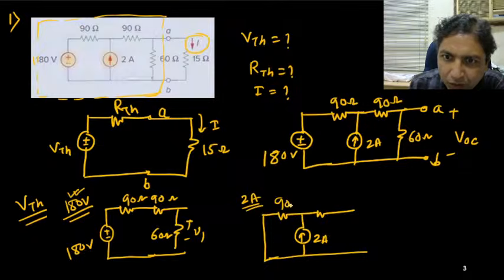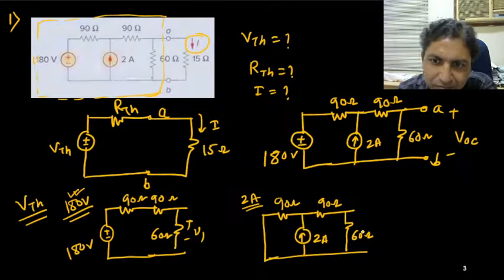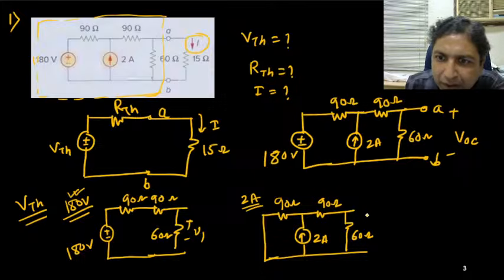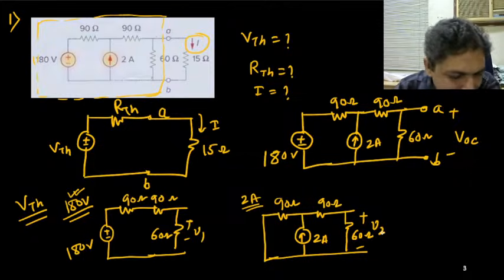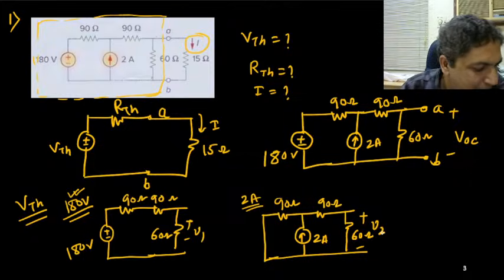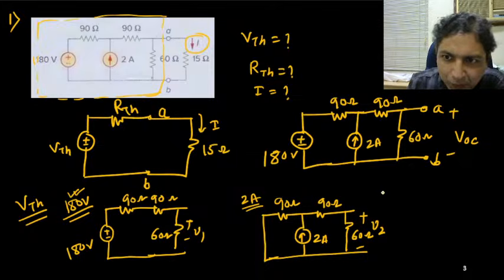It is your 90 ohm. Right. This is your 90 ohm. And this is your 60 ohm. Okay. So this voltage is V2. Can you find V1 and V2 quickly? So what is V1 in this case?